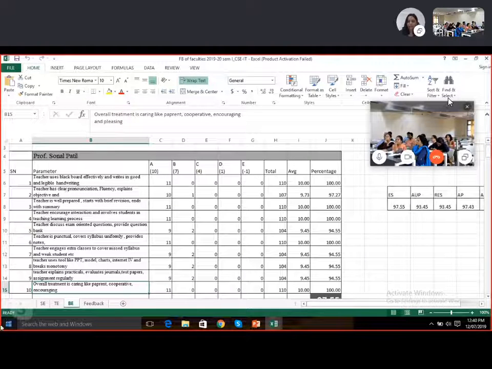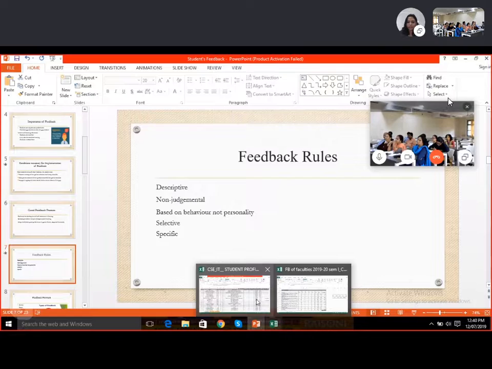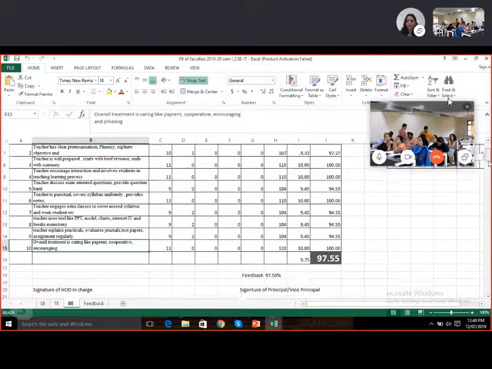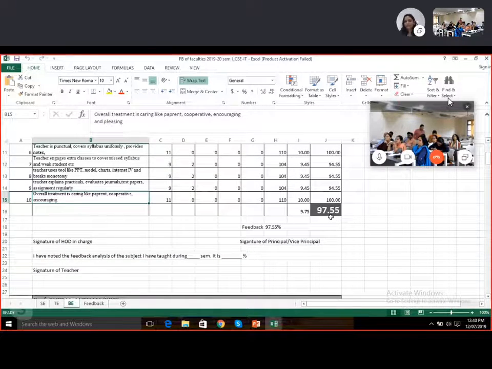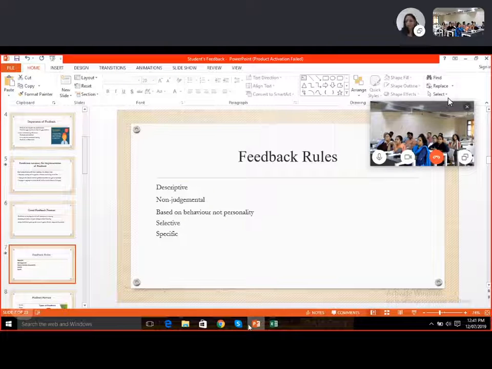That is the descriptive type of feedback, in which we take the feedback from students where they give the marking, and according to that marking we find out the particular feedback. So this is the type of descriptive feedback.